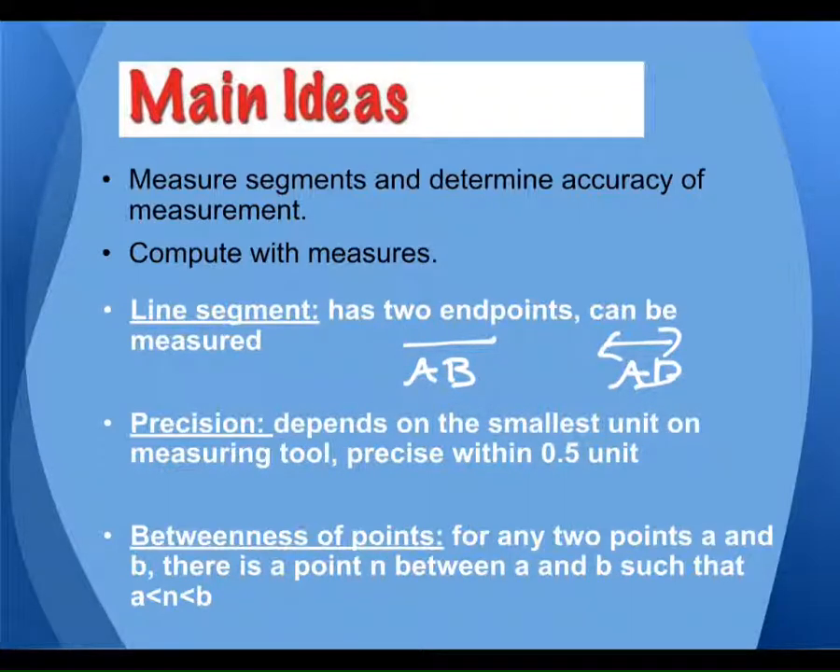Precision. For some reason, this is one of the more difficult things to find in geometry. So don't be overwhelmed by it when we start talking about precision. What does it mean to be precise when you're measuring a line segment? Precision depends on whatever the smallest unit is on the measuring tool. So for example, if your ruler only has inches on it, it'll depend on inches. If your ruler has half inches, it'll depend on half inches. It'll make more sense in just a minute.